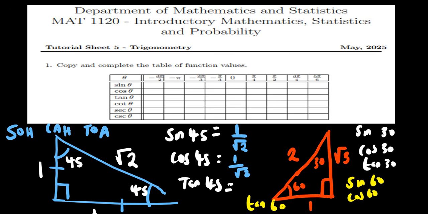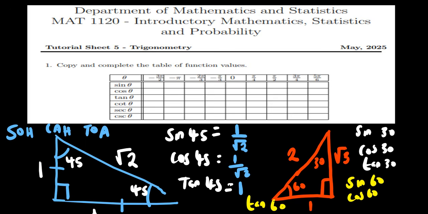Then tan 45. Tan is equal to opposite to this angle, which is a 1, divided by the adjacent, which is also 1. So therefore we're just going to have 1 divided by 1, which is just a 1. So this is how you find these ones using special angles.